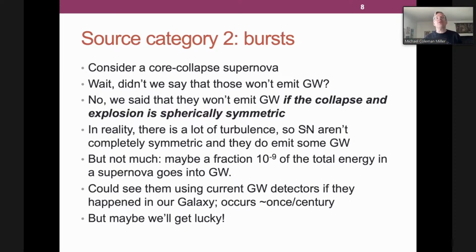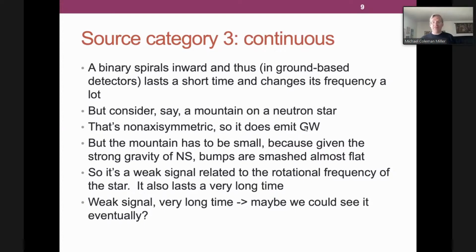This third source category that is discussed is continuous waves. Now, in contrast, if you have a binary and it's spiraling together, near the end of its in-spiral, when the two things are about to hit each other, it does not last very long, and it changes its frequency a great deal. But suppose we take a spinning neutron star, but we now add a mountain to it. Now that is not perfectly axisymmetric. You can think of the mountain moving around kind of like a little mountain mass, which is orbiting the neutron star, although of course it doesn't have to go with the orbital frequency. It can go much slower than that.